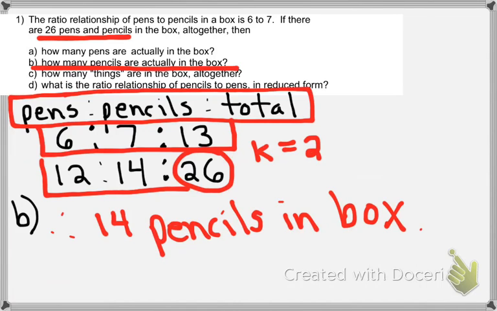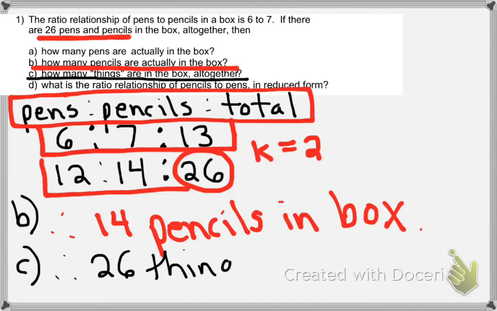So question C asks us, how many things are in the box altogether? That's a trick question. I just want to make sure that you understand what is actually going on. So there are 26 things in the box altogether. Question D: what is the ratio relationship of pencils to pens in reduced form?